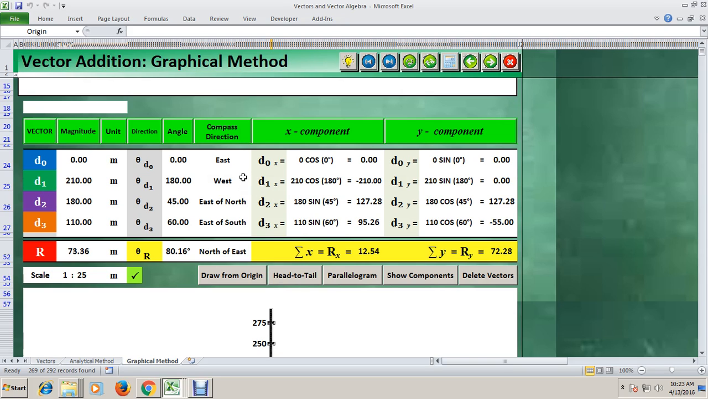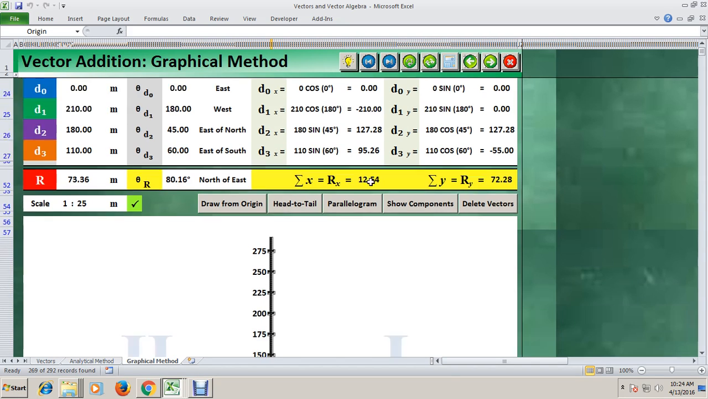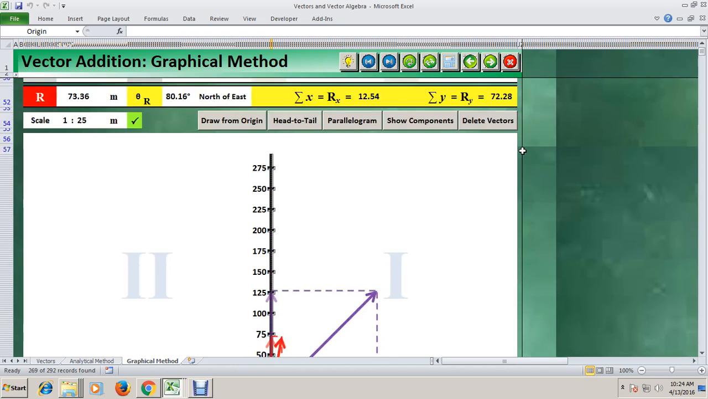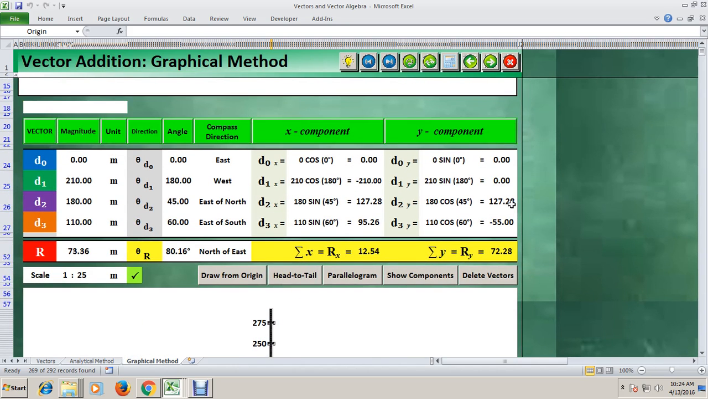Take note, for example, for our green vector or our vector d1, since our vector d1 is entirely projected on the west direction, the west direction is the negative x direction. Therefore, the entirety of the 210 meters should be projected on the negative x-axis. And the component would be negative 210. It has no y component since the entirety of the vector is on the x-axis. Therefore, the y component of this vector is 0.